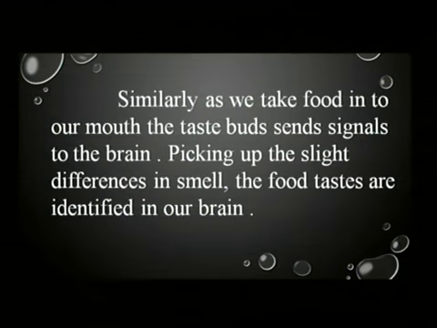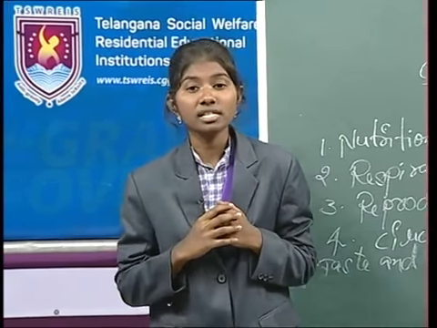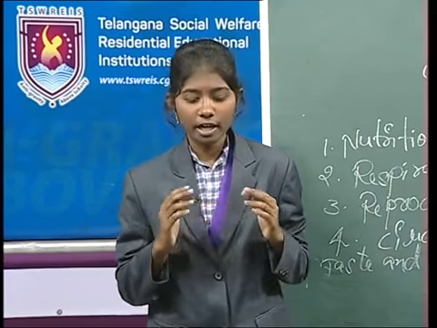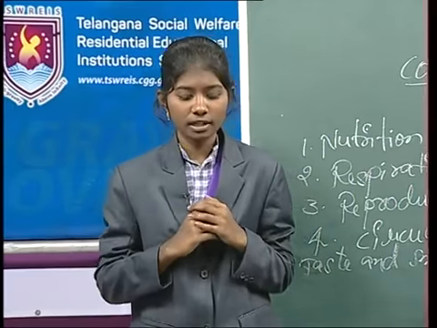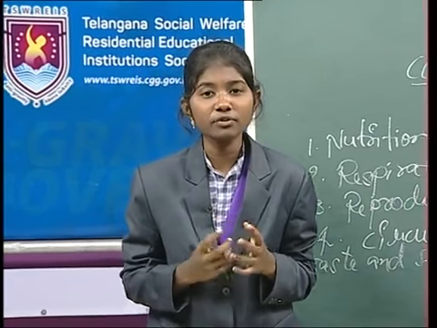So, as we take food into our mouth, the taste buds send signals to the brain, picking up the slight differences in smell. So the food taste is identified in our brain. The chemoreceptors in the nose, otherwise called olfactory receptors, trigger signals in the form of nerve impulses to the brain, where the smell is detected.